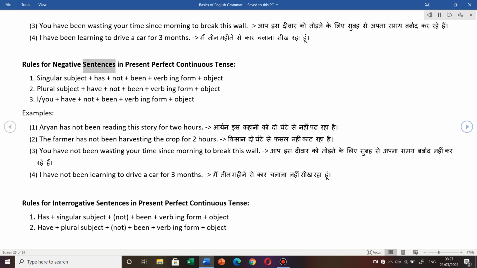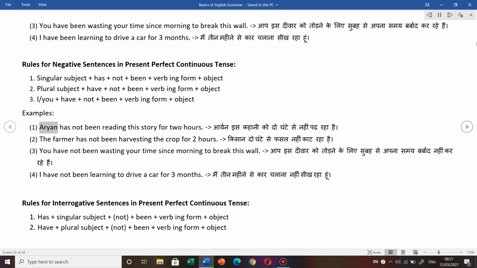Rules for negative sentences in present perfect continuous tense. Singular subject plus has plus not plus been plus verb ing form plus object. Plural subject plus have plus not plus been plus verb ing form plus object. I, you plus have plus not plus been plus verb ing form plus object.